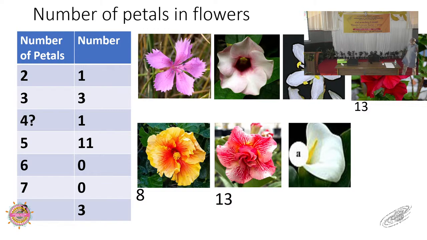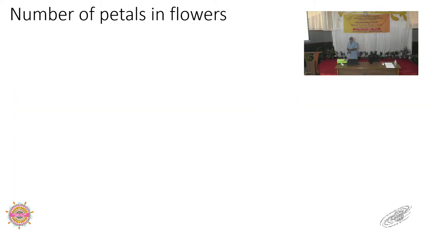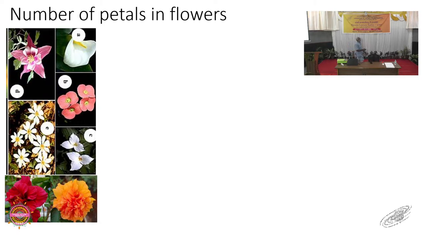In other words, the most frequent number of petals seems to be 3, 5 and 8. And then 13 and 20. You'll all agree with me? Okay. And of course, 1 and 21. In other words, if you look at the number of petals in flowers, we have either 5 or 1 or 2 or 3, 8 or 13, numbers like that.